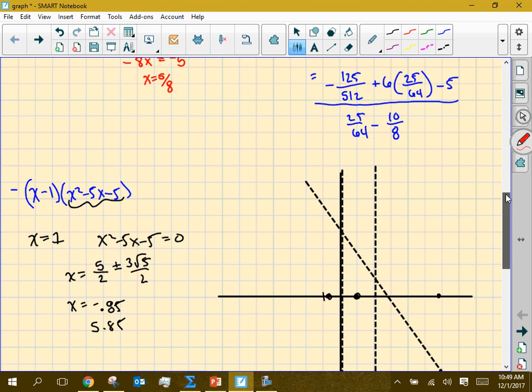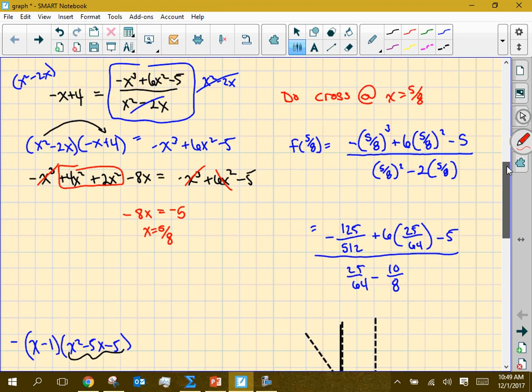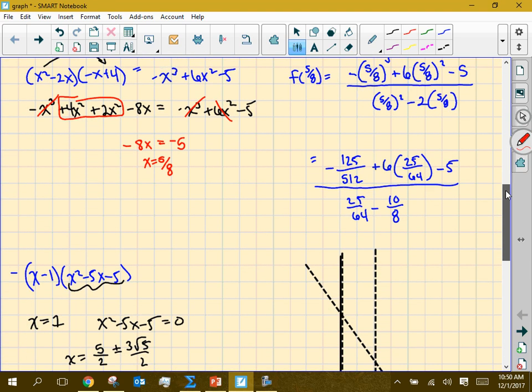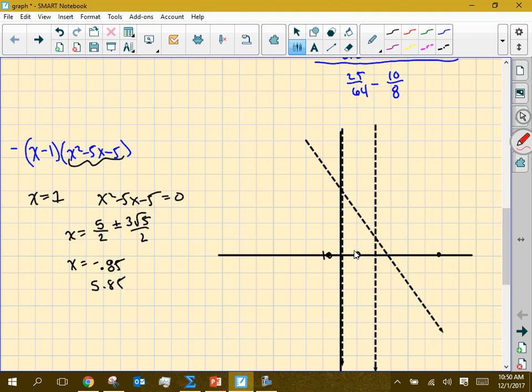We also knew that we didn't have any y-intercepts, but we did cross the slant asymptote at 5/8. So 5/8 would be maybe there. You see that's a little bit above 3 in the y direction. So that's kind of what that curve looks like. Now, this is actually enough points to really gain a good curve.